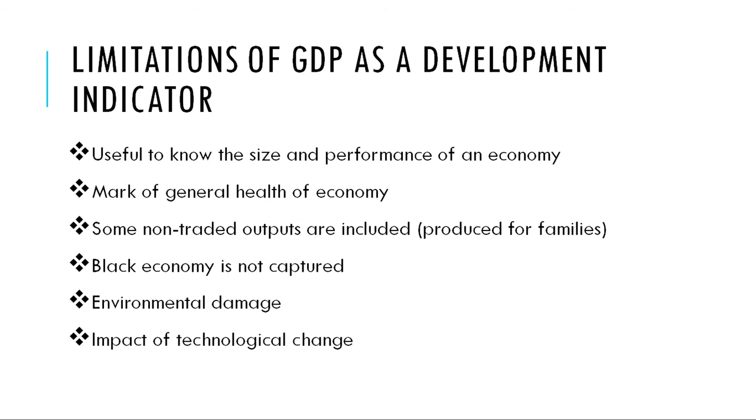And then, for example, we know that India has a huge amount of black market, black economy. That is also not captured in the GDP. And then, when you produce goods and services, a lot of environment is damaged. For example, the rivers are polluted, the water is polluted, the air is polluted, or the land is polluted and becomes saline. That is also not coming into the GDP; it is not estimated.